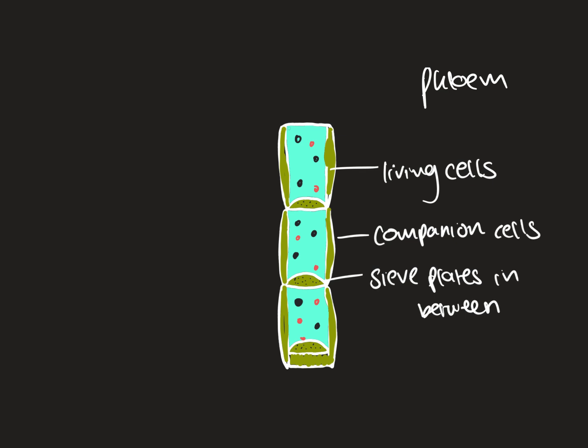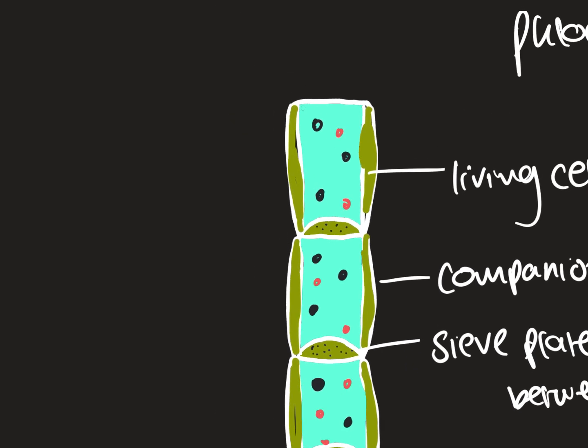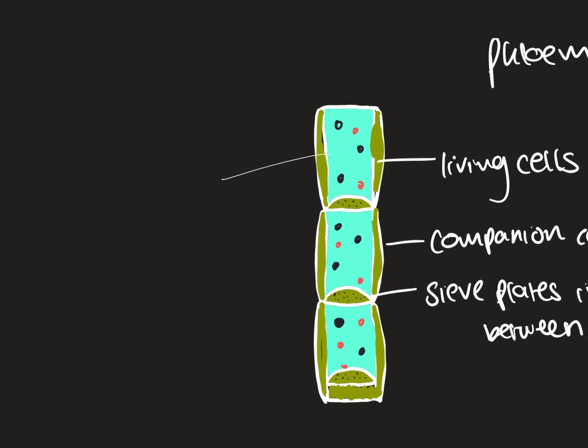Companion cells carry out the function of the nucleus for them, because the phloem cells don't have enough space for nuclei. It is also important to note that they transport different substances. So the phloem transports things like sugars and other assimilates like amino acids.